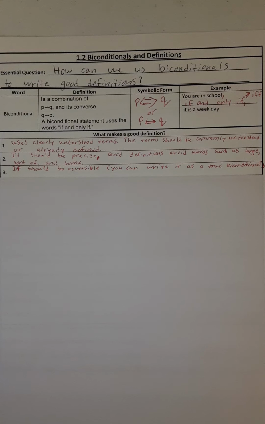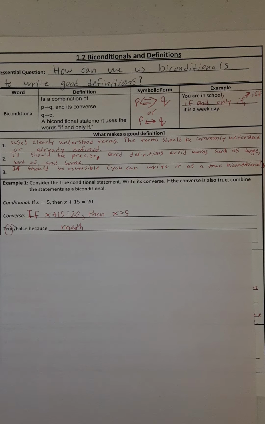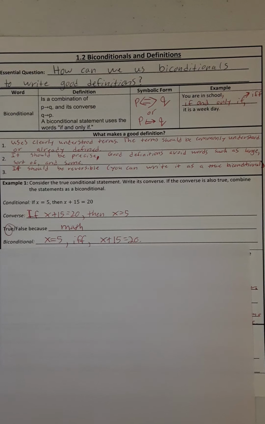So the conditional is, if x equals 5, then x plus 15 equals 20. That's true. If we write the converse, if x plus 15 equals 20, then x equals 5. This is true, because we could solve it. We subtract 15 from both sides and we get x equals 5. So we know that that's true. And we can rewrite our biconditional. I've used the IFF abbreviation for if and only if. So I say x equals 5 if and only if x plus 15 equals 20.